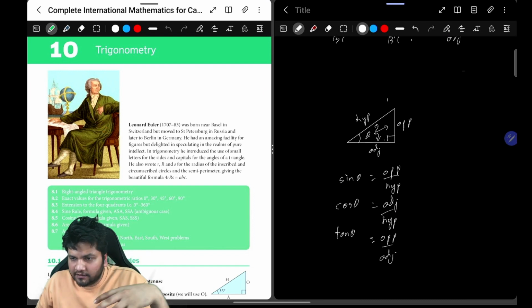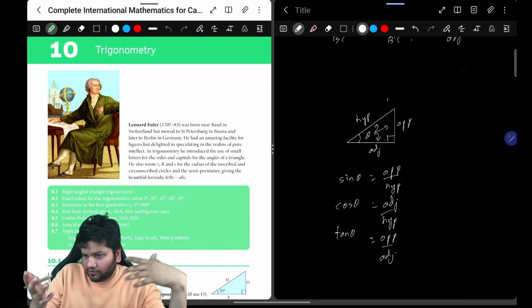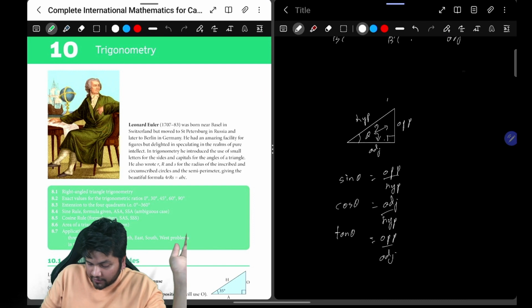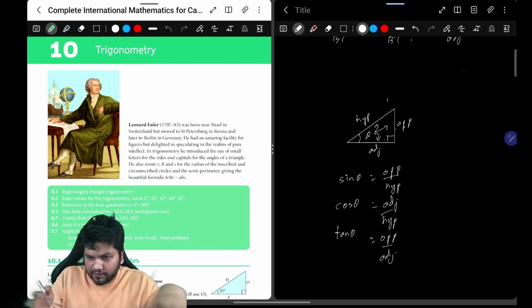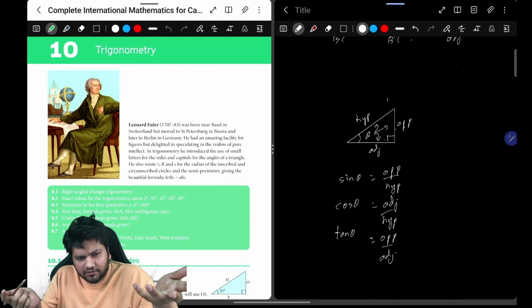Do you think there are other trigonometric ratios? You can think of any others. We already got opposite upon hypotenuse, adjacent upon hypotenuse, and opposite upon adjacent. 3 types of ratios we got with respect to 3 sides. Can you form other ratios as well?